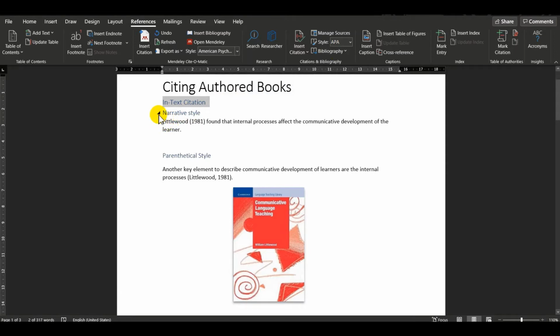We can have a narrative style, in which the author is part of the sentence, part of the idea, or we want to give more emphasis to the author. Also, we can have a parenthetical style, in which the key aspect is not the author but the quote, the text, the idea itself.